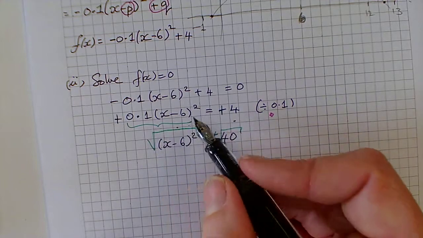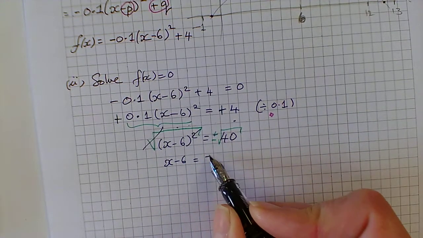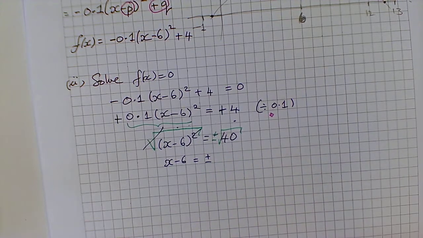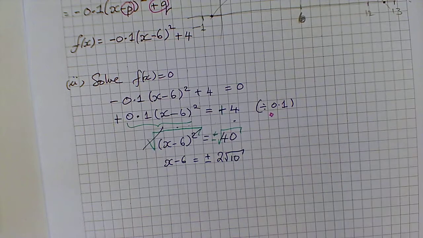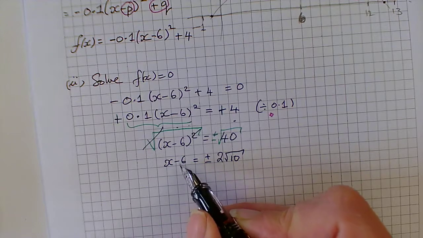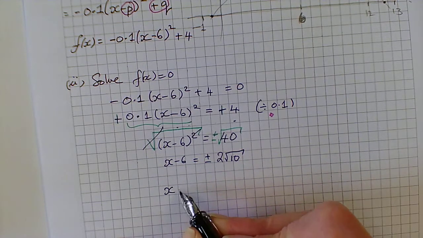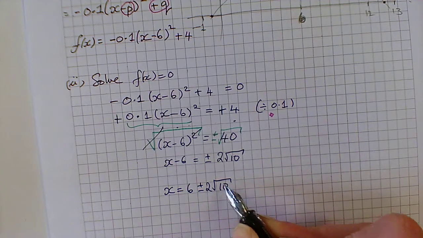So the square and the square root cancel. x minus 6 is plus or minus the square root of 40, which gives me 2 root 10. You can just put that into your calculator. I'm going to double check it. The square root of 40 is 2 root 10. And then I leave the plus or minus there, and now I'll bring my 6 over. So x is equal to 6 plus or minus 2 root 10.